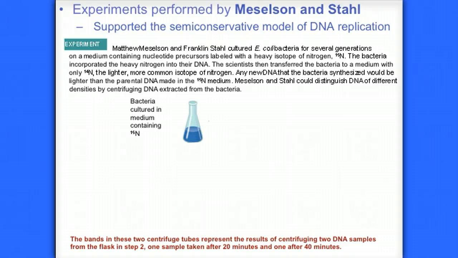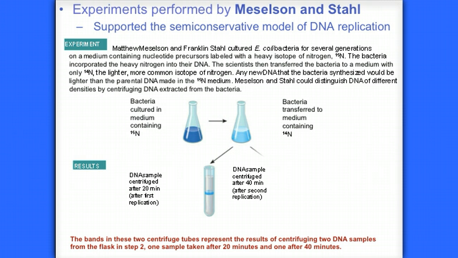This was the experiment. Here they used radioisotopes of nitrogen. One is called the heavy radioisotope N15, which was used to label the parental strands, and then the parental strands were shifted to a medium rich in the light nitrogen isotope, that is N14. Then they were allowed to replicate, and afterwards they were centrifuged in cesium chloride, and the results proved that it is a semi-conservative type of replication which occurs in DNA.